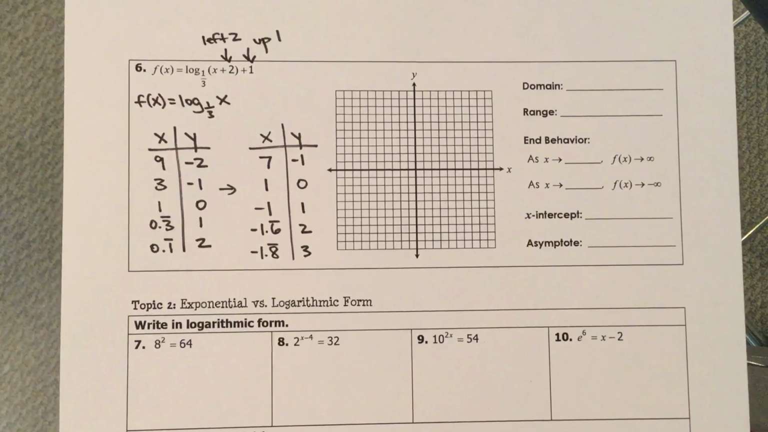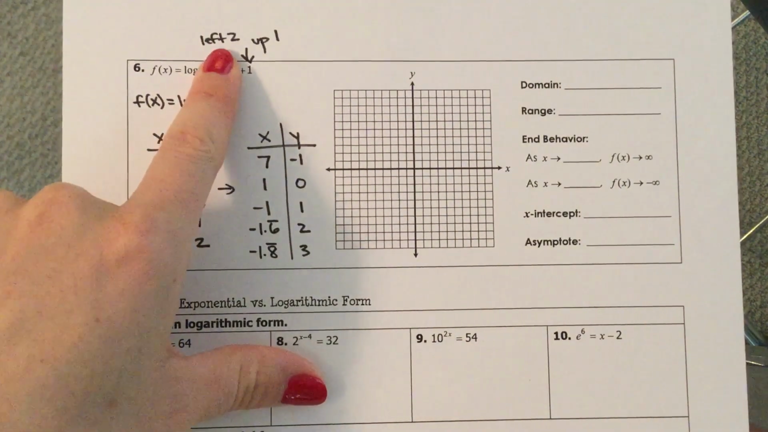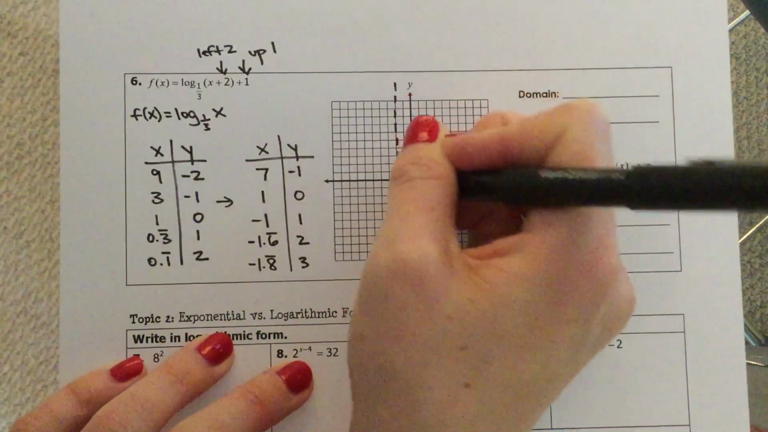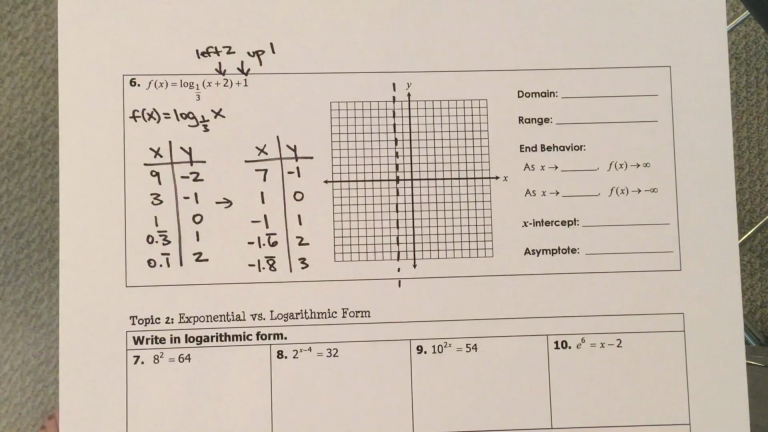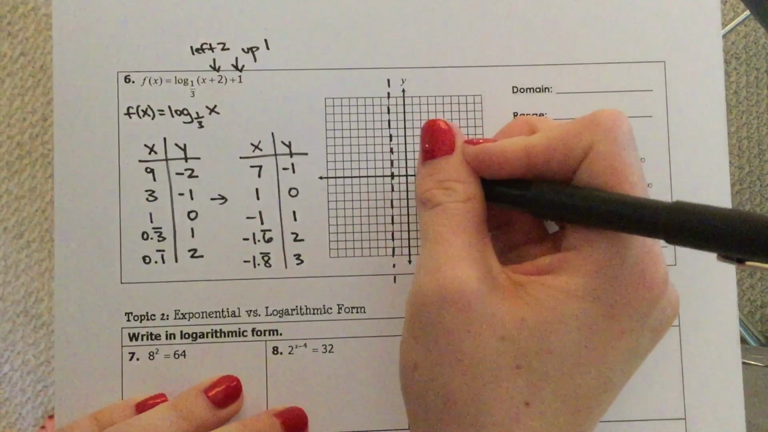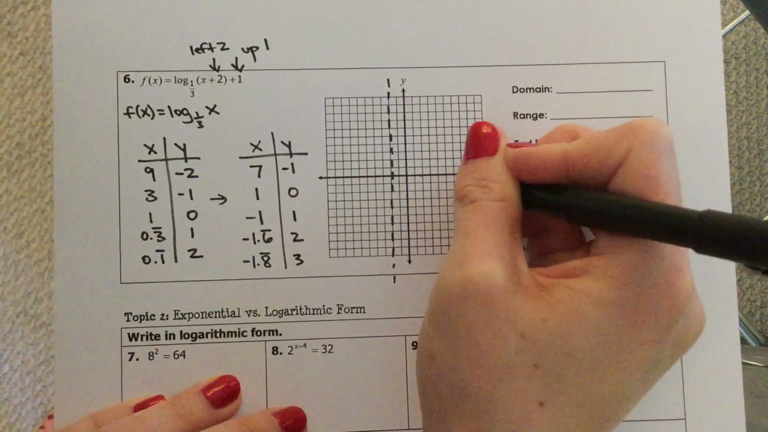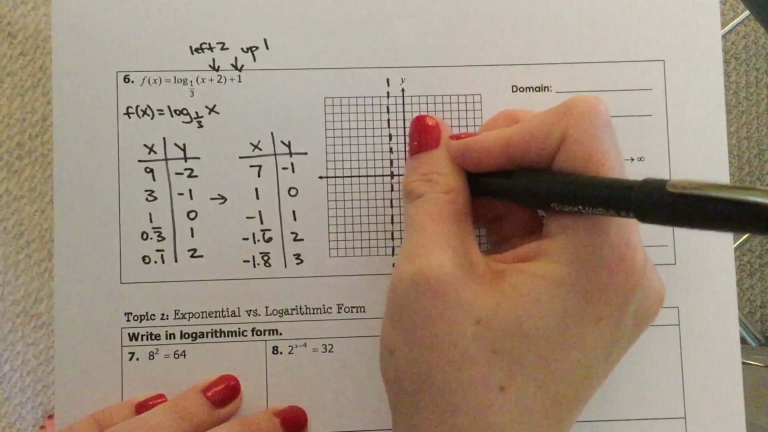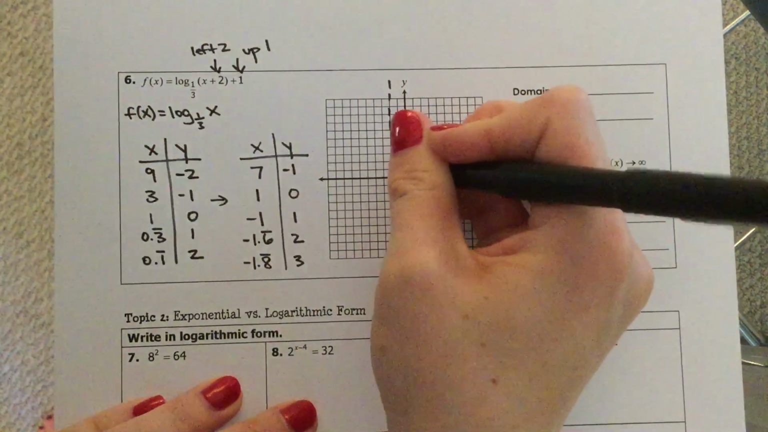Before that, you need a vertical asymptote. Since everything's shifting to the left 2 units, your vertical asymptote is going to shift to the left 2 units as well. So that's what we start with for our graph, and then plot the 5 points that you have. So 7, negative 1 would be 2, 4, 6, 7, down at negative 1. 1, 0 is right there. Negative 1, 1 would be right there.